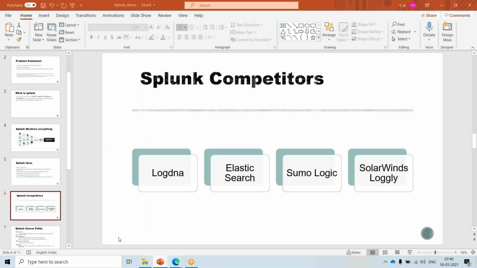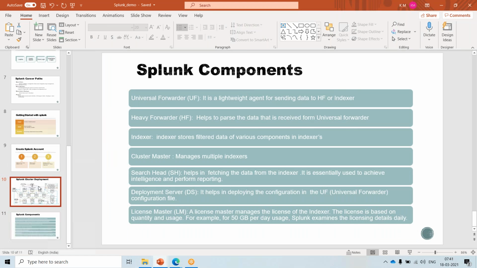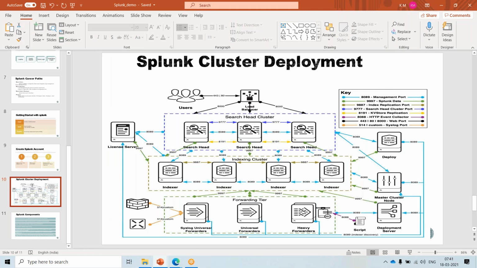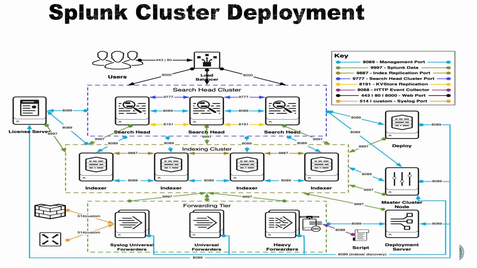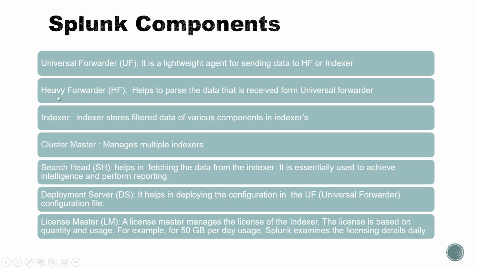If you go to this diagram, Splunk is not simple. There will be multiple components: universal forwarder, heavy forwarder, indexer, cluster master, search head, deployment server, and license manager. So these are the components of Splunk. It is not a standalone server. Basically, the indexer is the one component which stores the data.